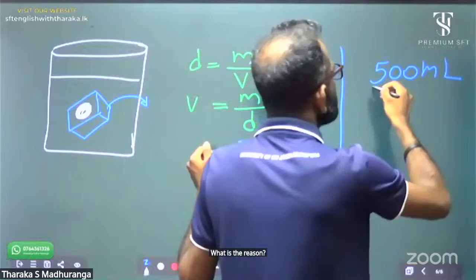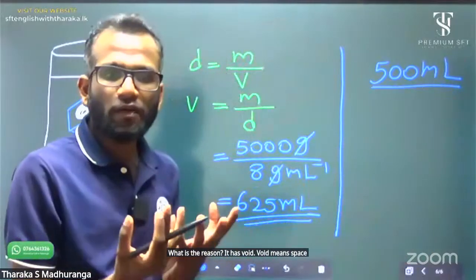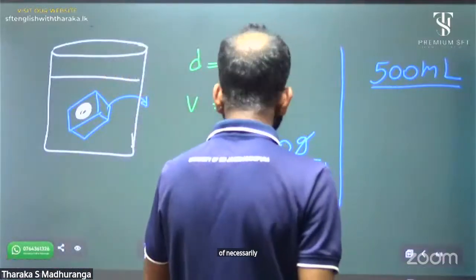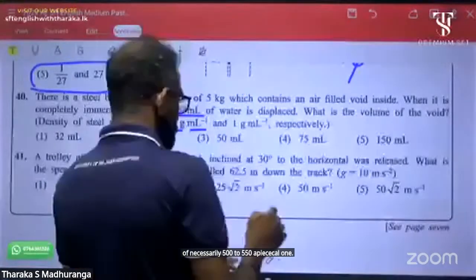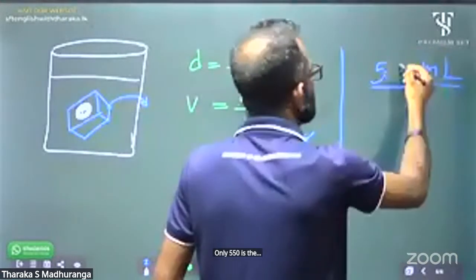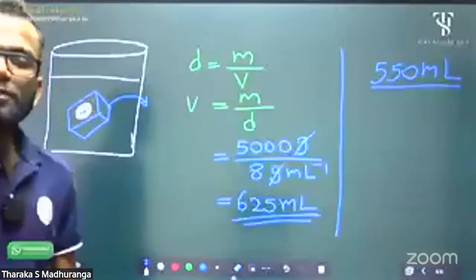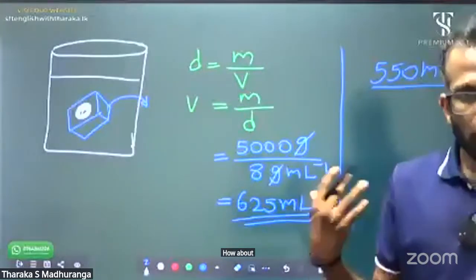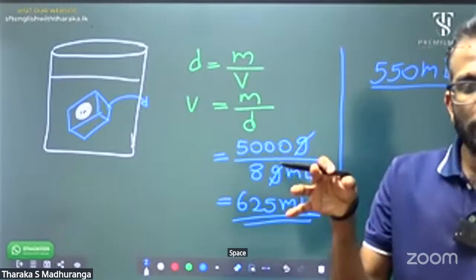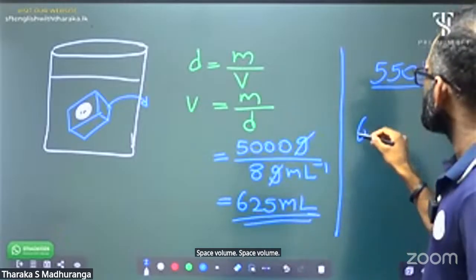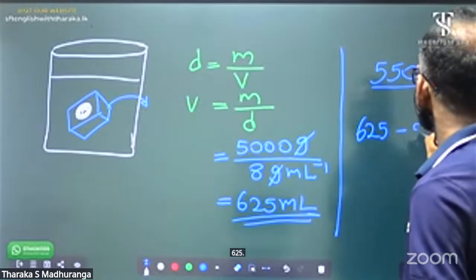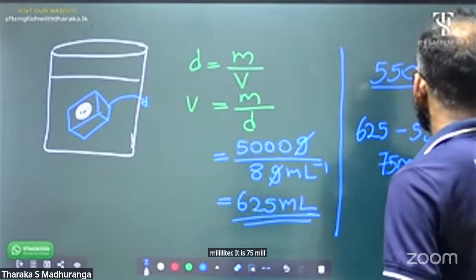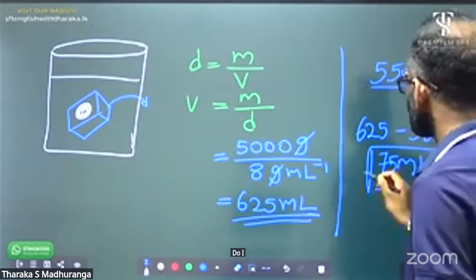What is the reason? It has a void. Void means space. Sorry, not 500, 550. Only 550 is the displaced volume. Then how about the space volume? Space volume is 625 minus 550 milliliters. It is 75 milliliters. Do I need to explain again? Please send me a message.